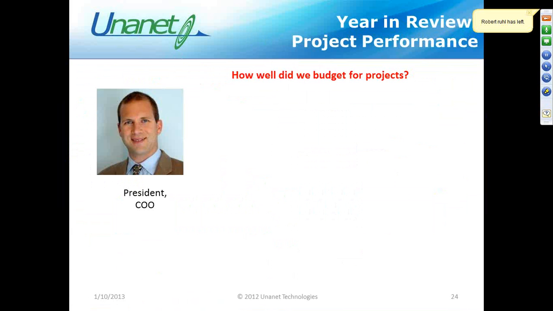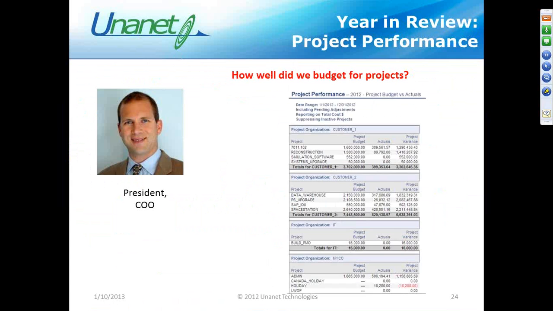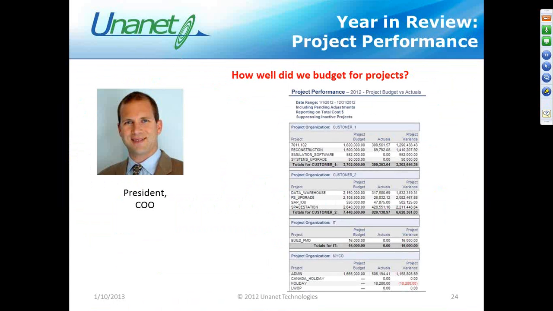Because access and privileges are different for that COO, Chris can report on the budget versus the actuals based on cost rate information, like I said before, across all customers with this project performance review, and find out how well did we budget for all the projects going across all the customer lines of business as well as organizations.